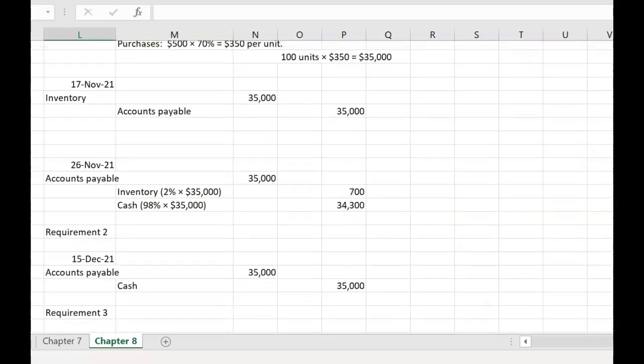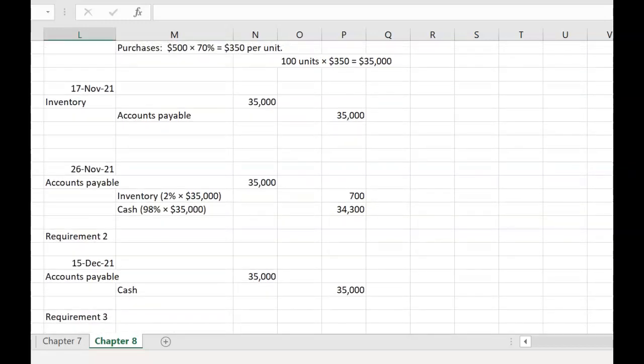Now, in requirement 2, they ask us to prepare the journal entry for payment, assuming instead that it was made on December 15th, 30 days later. They are not eligible for the discount, and consequently, they have to pay the full amount, which would be a debit to accounts payable and a credit to cash.